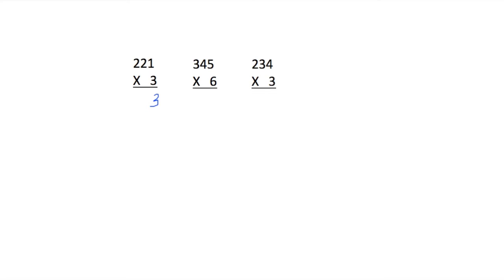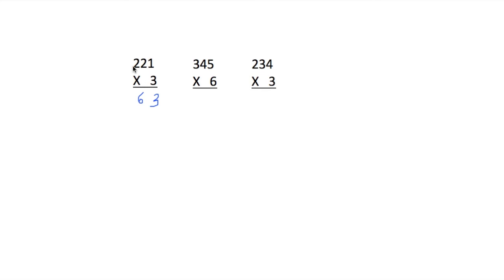3 times 2. Well, let's see. 3 times 1 equals 3. And we do 3 times 2, because multiplication is repeated addition. So 3 times 2 is the same thing as 3 plus 3, and we already know 3 plus 3 equals 6. So 3 times 2 equals 6. Let me fix that there. That doesn't look like a 6. So 3 times 2 equals 6.